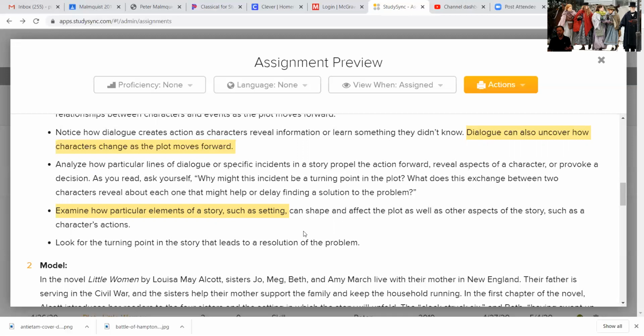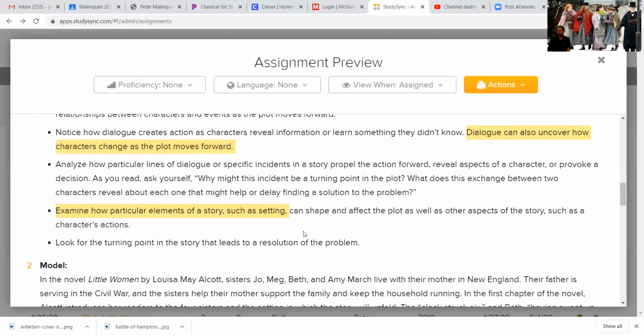Imagine if we're reading a story and there's a blizzard coming, and now these people have to survive the blizzard. Well, that's going to really affect what happens in the story. So those are things to pay attention to, all right? How the setting affects the story. All right, how it affects the plot, I should say.